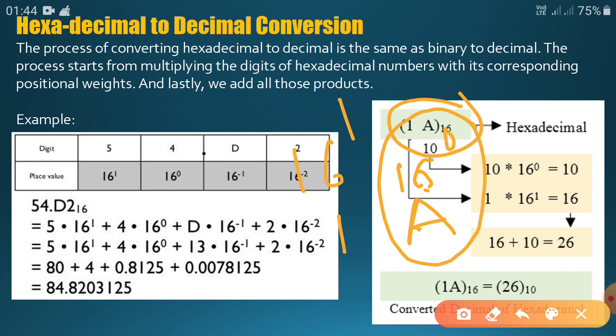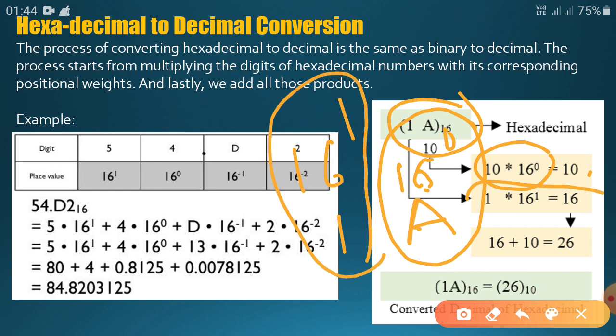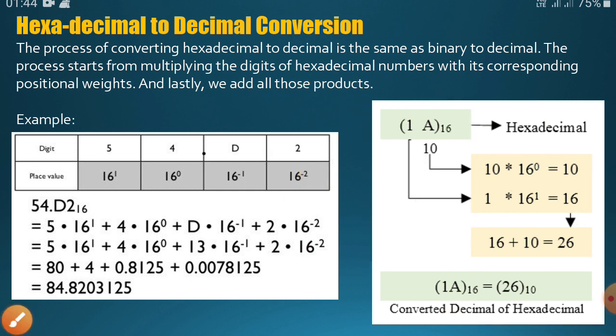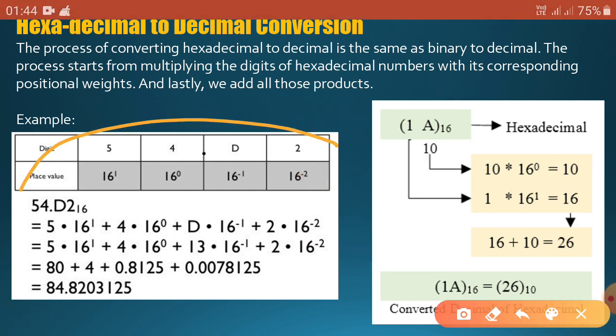Here it is A into 16 to the power 0. A means 10, so 10 into 16 to the power 0 means 10, because anything to the power 0 means 1, so 1 into 10 gives us 10. And here it is 1 into 16 to the power 1, it gives us 16. So if we add those numbers, it gives us 26. So if the number is 1A in hexadecimal, it gives 26 in the decimal number system. Okay, taking another example here.